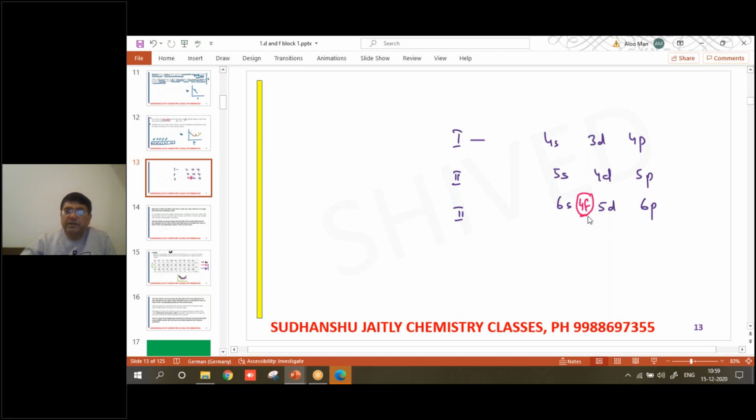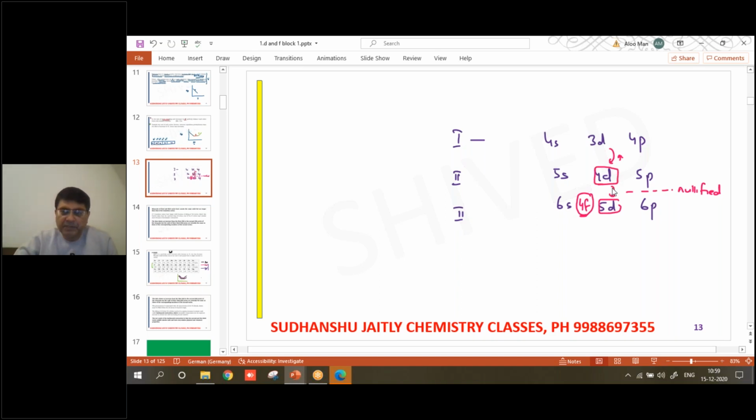So what is going to happen? Shielding is poor, so it will not let the size increase, and it is increasing the nuclear attraction. So where the size was being increased, this increase is nullified, cancelled because of this F shielding, right? So in 4D or 5D, the size practically remains constant.